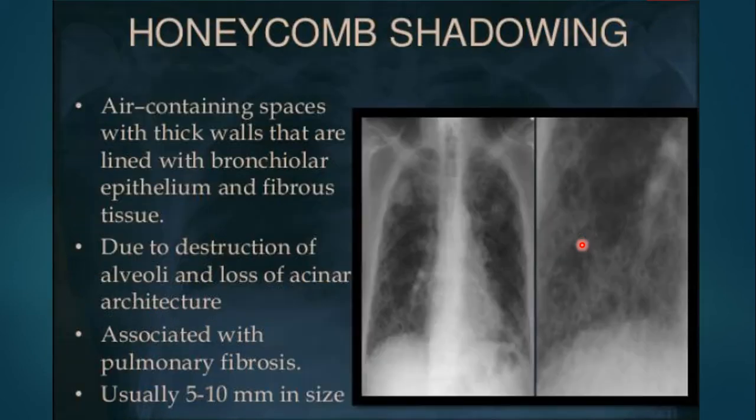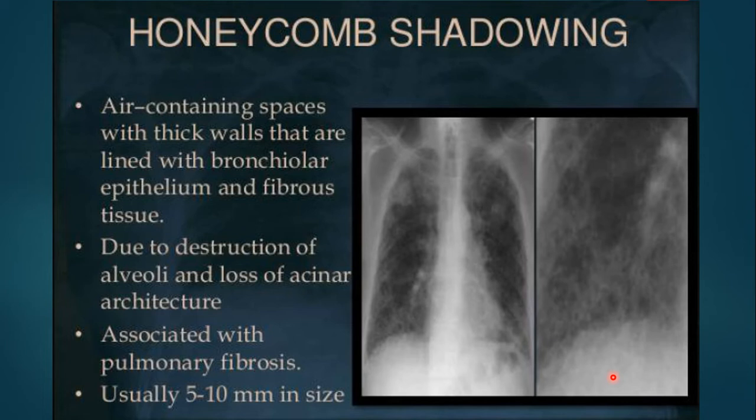Okay, now regarding honeycomb shadowing, honeycomb is the house of the bees. Sometimes we see the same appearance in the chest x-ray and it is caused by air containing spaces with thick walls that are lined with a bronchiolar epithelium. So it is lined with a bronchiolar epithelium and fibrous tissue.